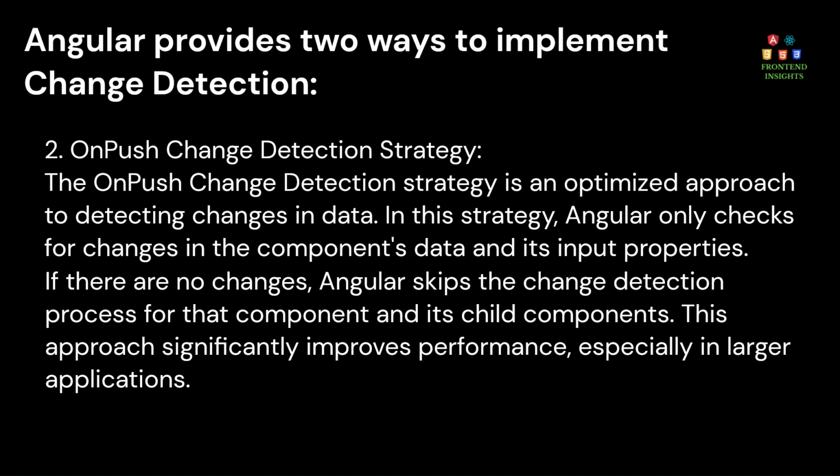On-push change detection strategy. The on-push change detection strategy is an optimized approach to detecting changes in data. In this strategy, Angular only checks for changes in the component's data and its input properties. If there are no changes, Angular skips the change detection process for that component and its child components. This approach significantly improves performance, especially in larger applications.